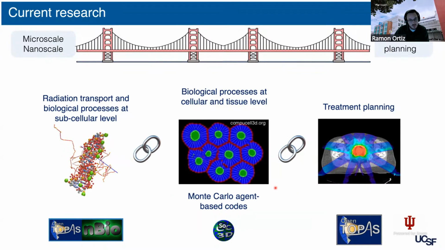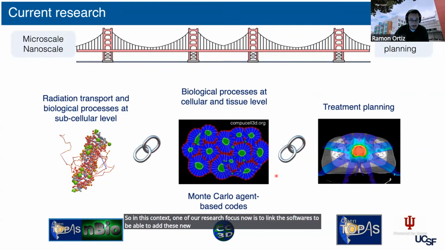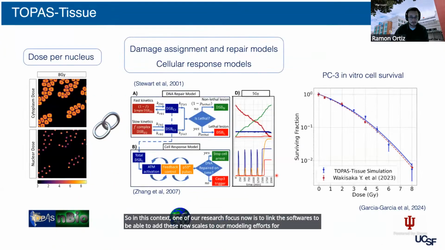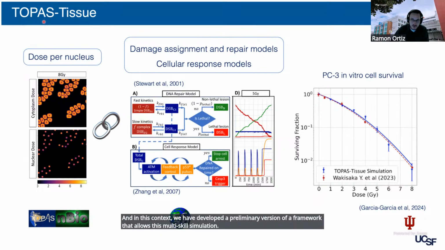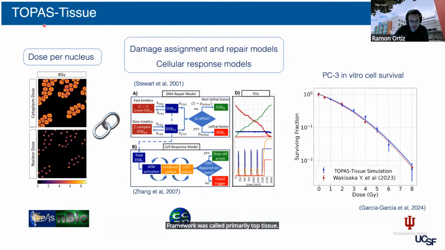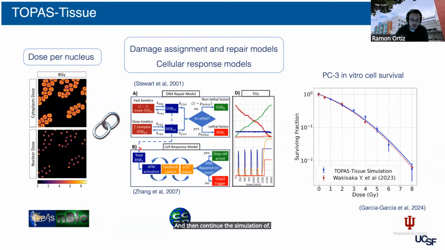So in this context, one of our research focuses now is to link these software to be able to add these new scales to our modeling efforts for developing radiotherapy techniques. And for this, we have developed a preliminary version of a framework that allows this multiscale simulation. This framework was called preliminary TOPAS-tissue. And what it does is to couple TOPAS and TOPAS-nBio with CompuCell. So in short, that allows us to compute in TOPAS a given relevant physical, chemical, or biological quantity, such as the yield of double-strand breaks in individual cells, for example, and then continue the simulation of subsequent biological processes at a larger scale in CompuCell.